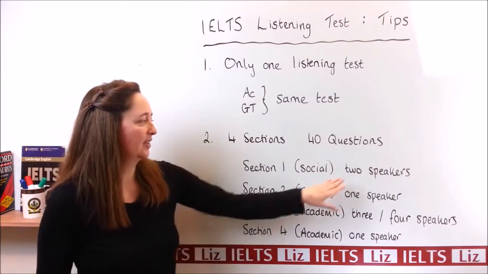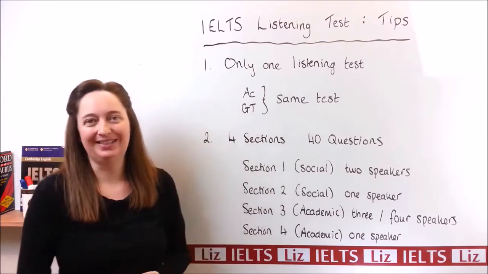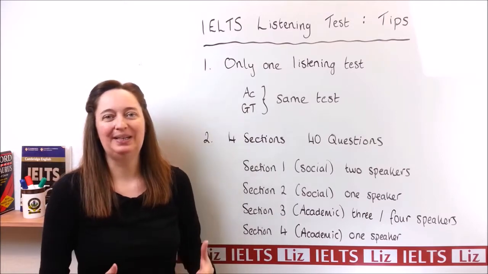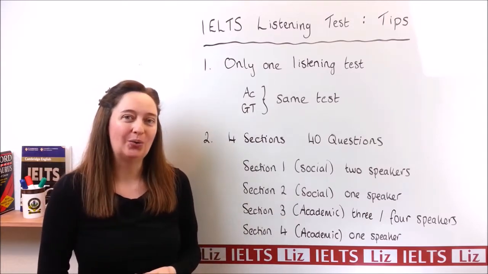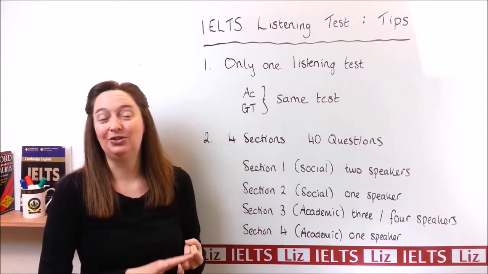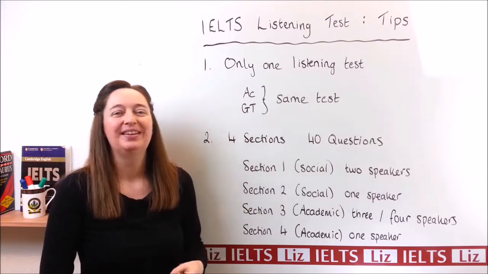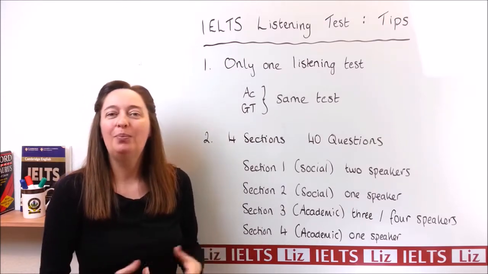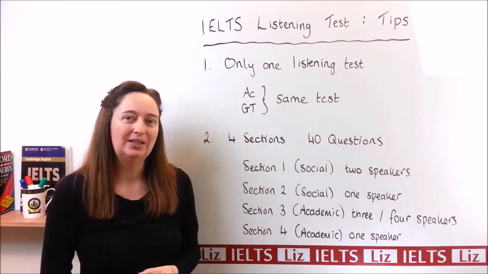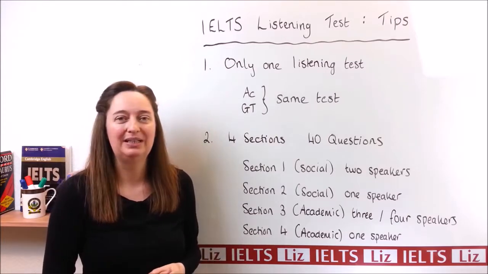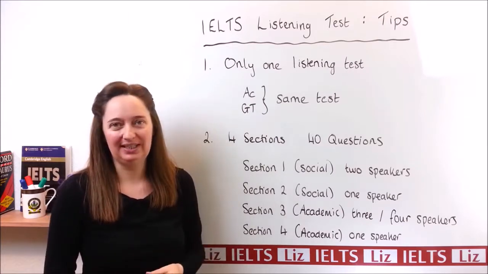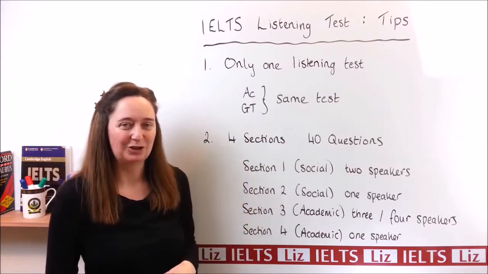Now, section 1 has 2 speakers, a social situation. A typical example is a phone conversation where somebody is registering for a course. So, for example, they need to book a course and they need to know what date, they need your name, they need your address, your telephone number, or perhaps you're booking a table at a restaurant or organising to meet someone and you need to think of the time that you're going to meet. So it's very specific information. And it is quite easy, and it's quite easy to improve that section.